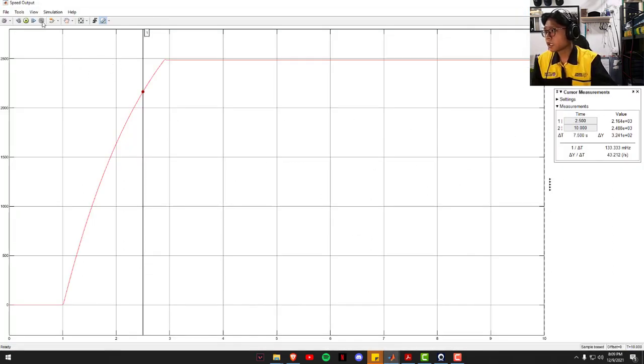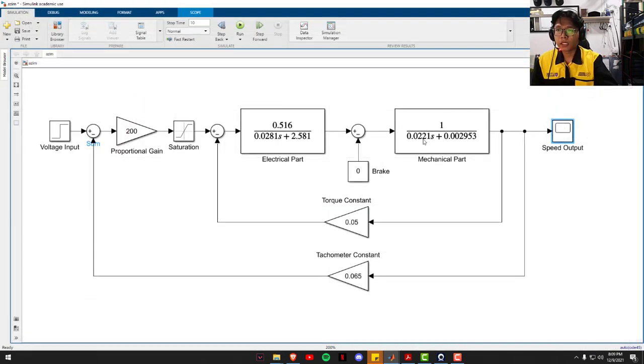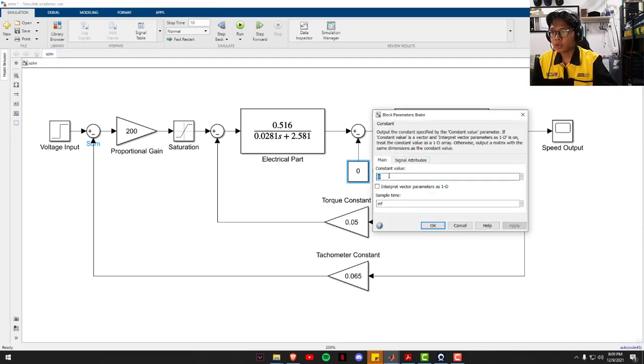We can see here at the scope, by using this cursor measurement, we can set the time to 10 seconds, and we will see the output is equal to 2488 rpm. So this is for the initial value at the brake scale of 0. Then we have to vary the brake scale. I will not do all from 0 to 21. I just take the middle value, which is 9, and then we apply it.